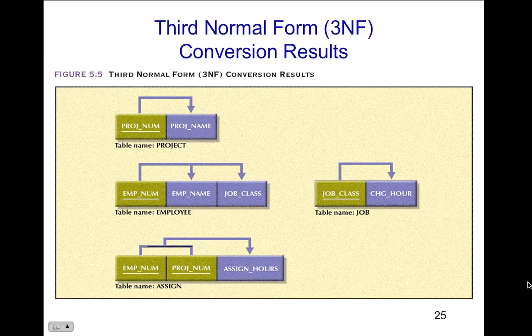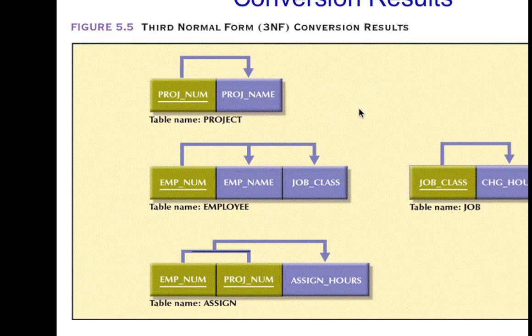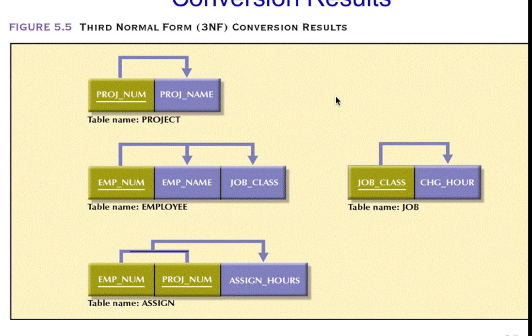So here we go. We've got our third normal form conversion results. So I'm going to make this a little bigger. There we go. So we still have this table for project. We've got the project number, project name. We've got employees. This is the new table here. We took job class out, and we made it into a charge per hour that's associated with job class.